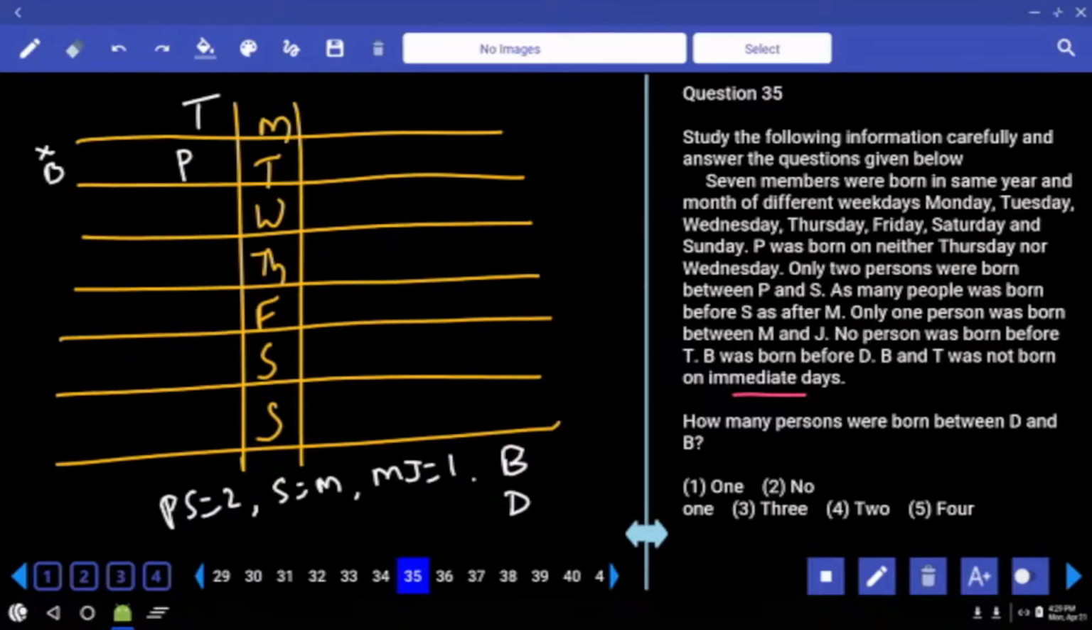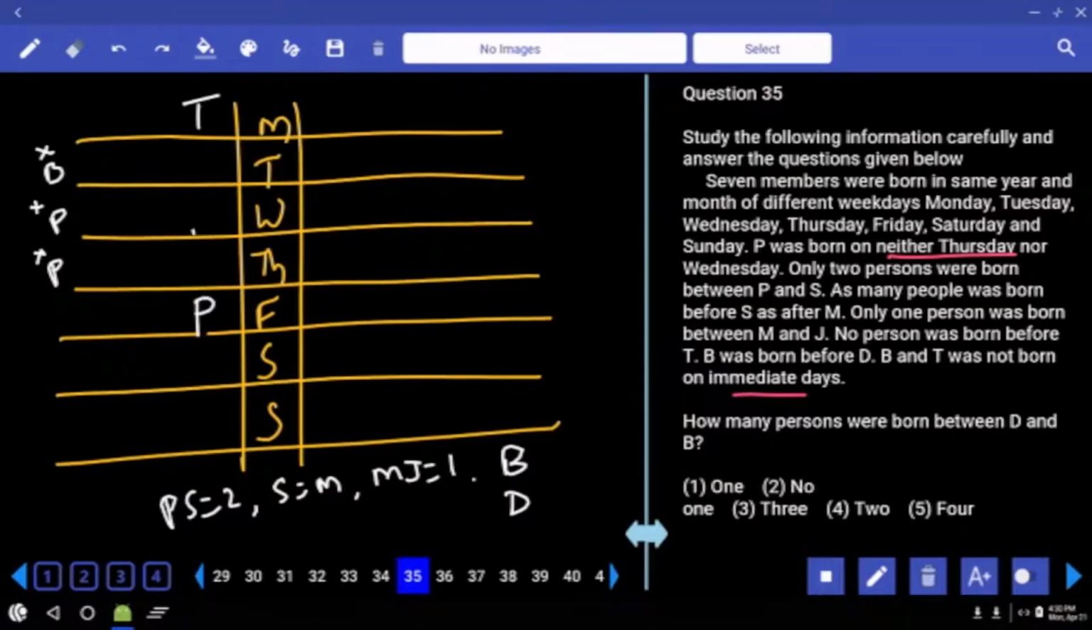As P cannot be here, let us check the next possibility for P. Can we have P at this place? Now P is here, and between P and S there must be exactly 2. Then S and M. Yes? And we cannot have P at this place. Why can P not be here? Because of Wednesday and Thursday, P was neither born on Thursday nor Wednesday. Now P cannot be here. Clear? Then as P cannot be in these 2 places, we are left with Tuesday, not possible, Wednesday, Thursday, so it must be Friday. Now can we have P on Friday?